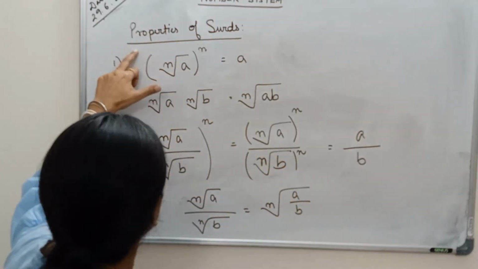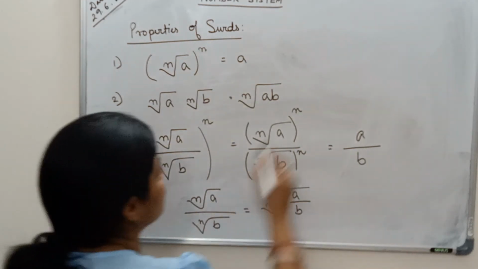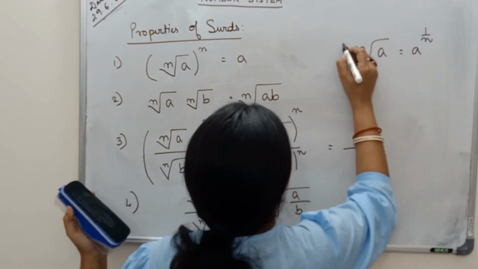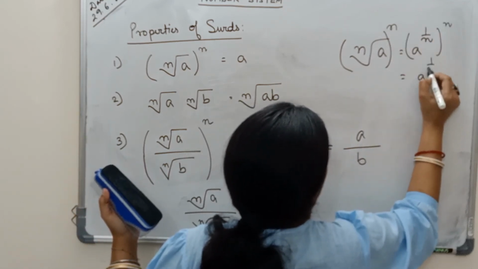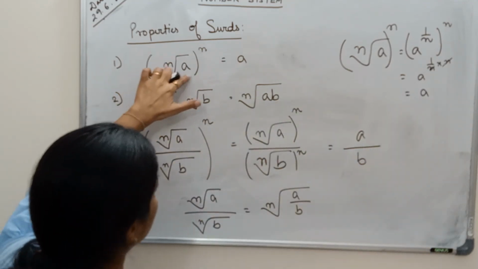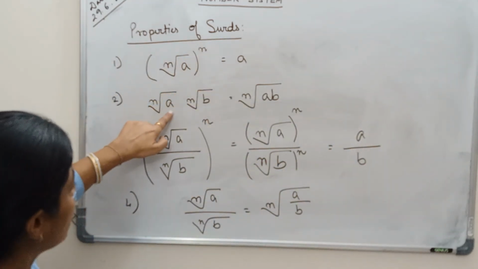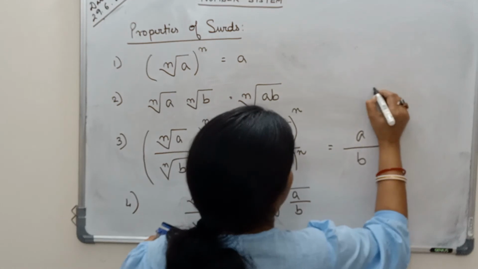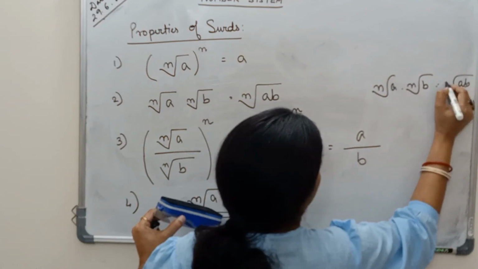Now properties of surds. Nth root of a to the power n is equal to a. So what is this nth root of a? Nth root of a means a to the power 1 by n. If I take the power n of this, then it will be a to the power 1 by n into n, so n cancels out, so it is a. So nth root of a, whole to the power n, is equal to a. This is the first formula. The second is nth root of a into nth root of b is equal to nth root of ab. Means we will be taking ab under the nth root.